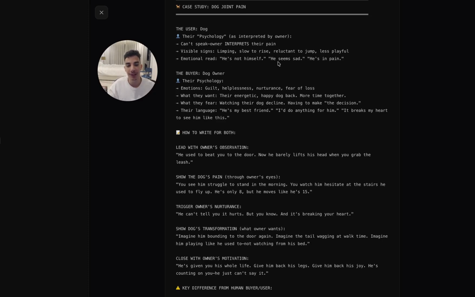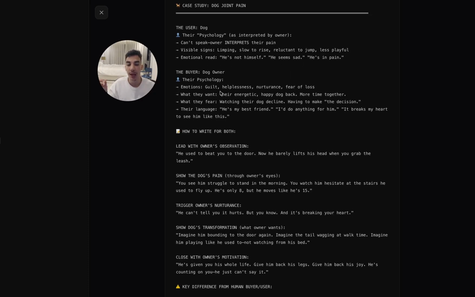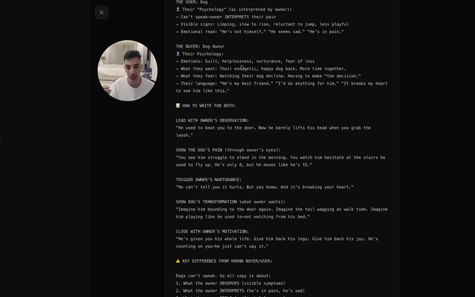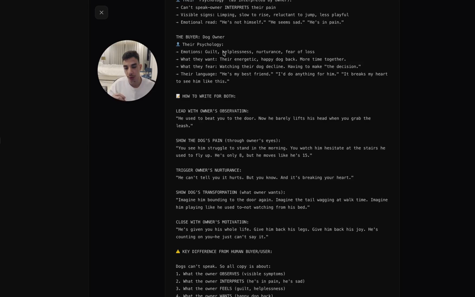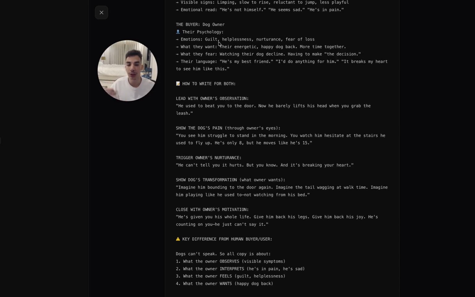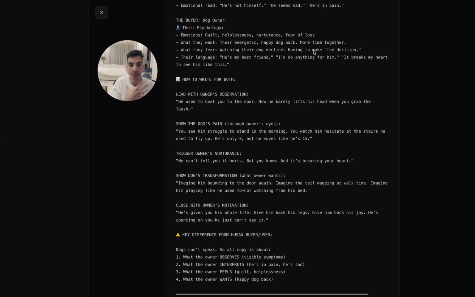Visible signs: limping, slow to rise, reluctance, less playful. Emotional signs: he's not himself, he seems sad, he is in pain. You can recognize that from the dog. The buyer, the dog owner, the parent, and their psychology: emotional, guilt, helplessness, nurturance, fear of loss.